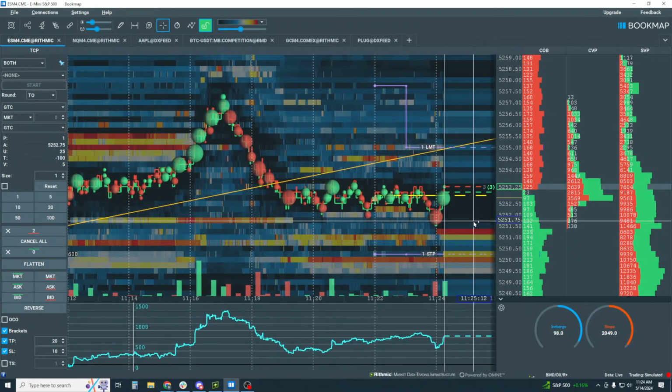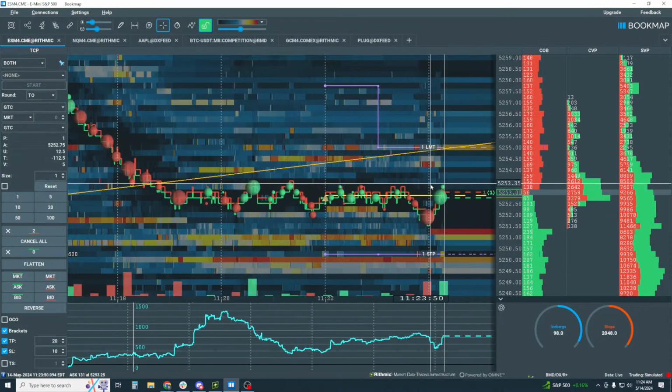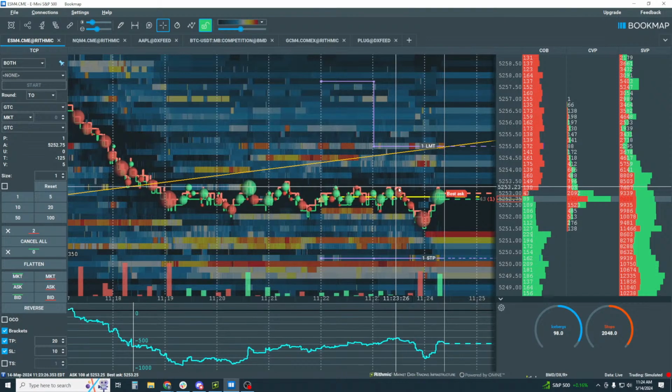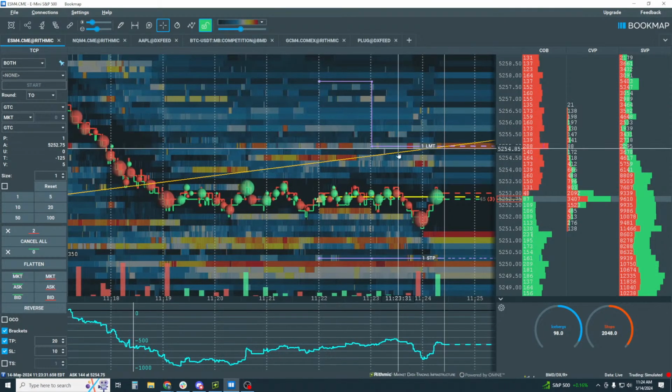And it's doing that. It is rejecting. And we are getting our buyers. Now, the buyers up here, top of the range, you need to break it, and come back up into high liquidity up in here.